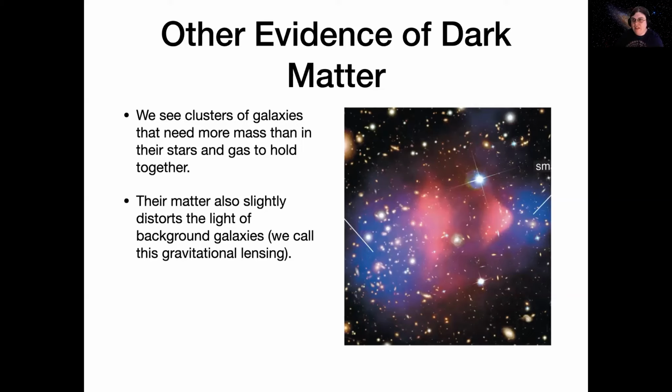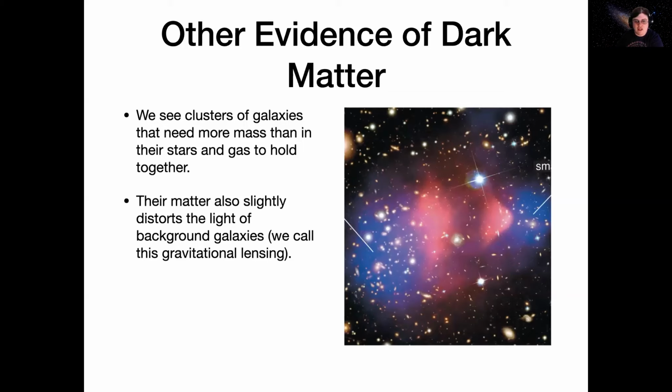But when we look at galaxy clusters and we measure how fast the galaxies are going, and we estimate their mass from looking at stars and gas and dust, the galaxies are going too fast. They should escape from the cluster, but they don't. So that tells us, again, there's more unseen matter. There's more dark matter.